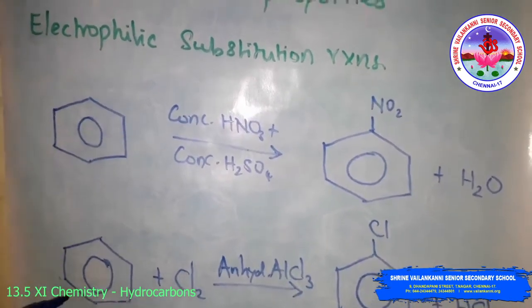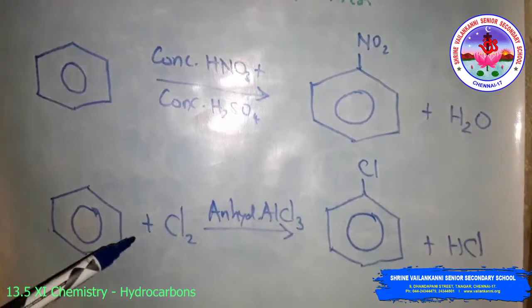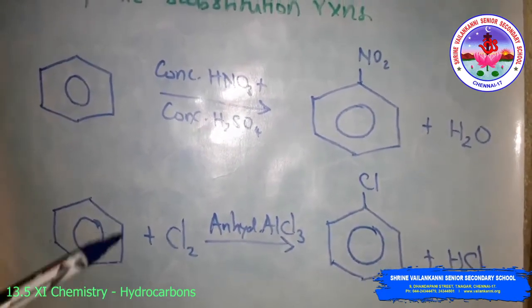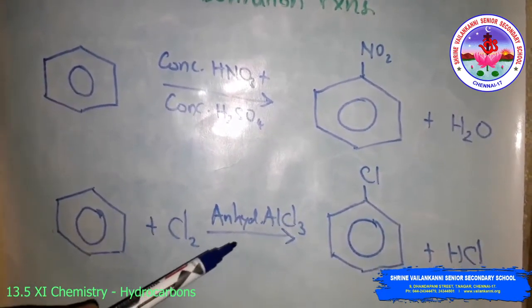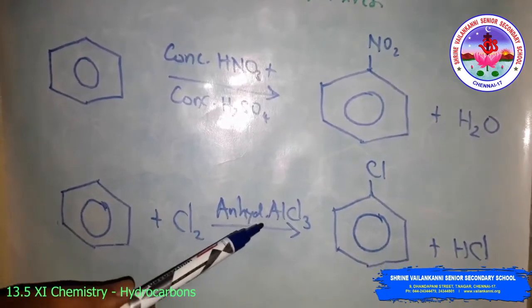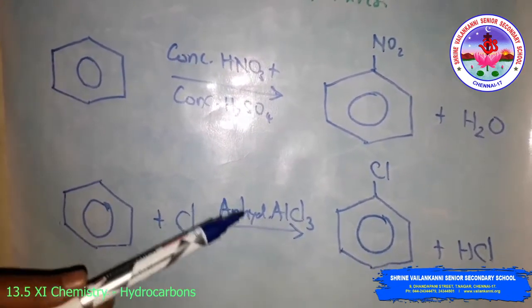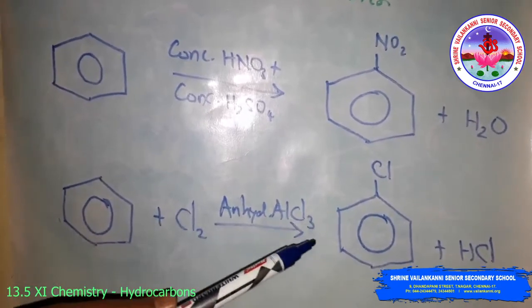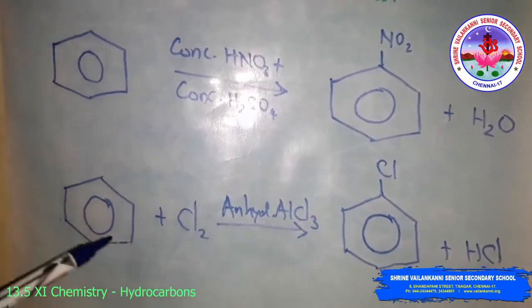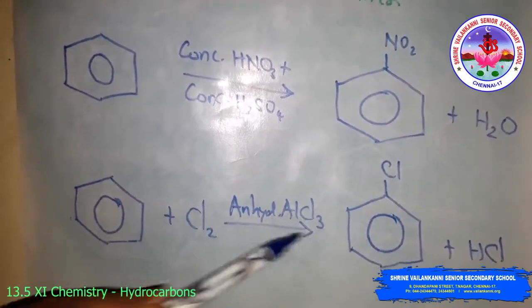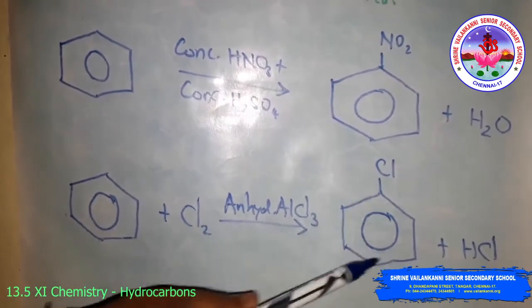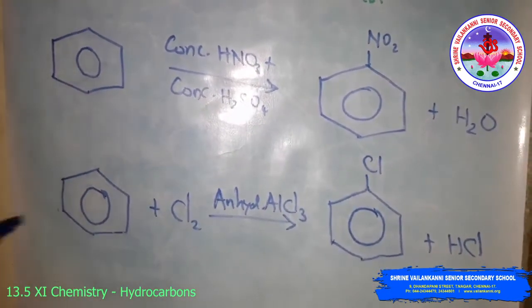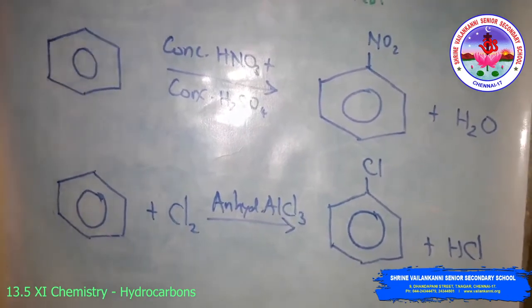Then this is the halogenation, using a halogen. Arenes react with halogens in the presence of a Lewis acid like anhydrous aluminum chloride or ferric chloride or ferric bromide, and you will get haloarenes. So this is the haloarene. If chlorine reacts with benzene in the presence of anhydrous AlCl3, you will get chlorobenzene and HCl. Okay.